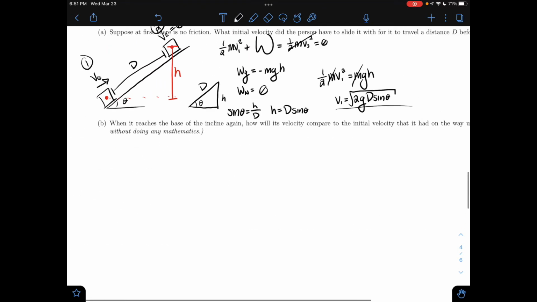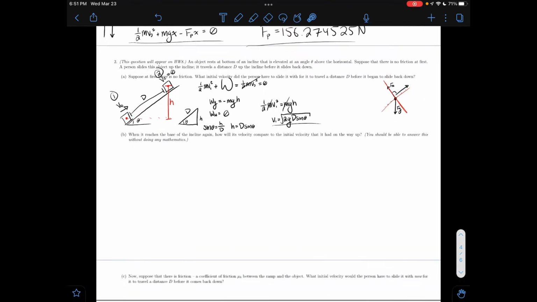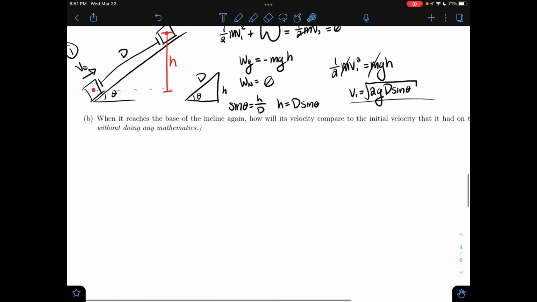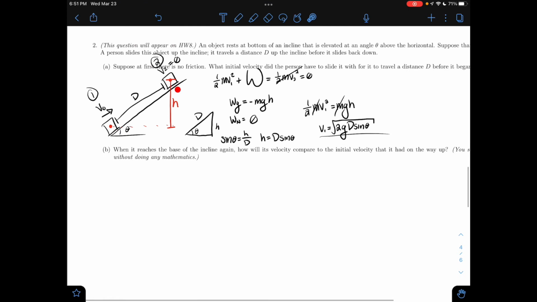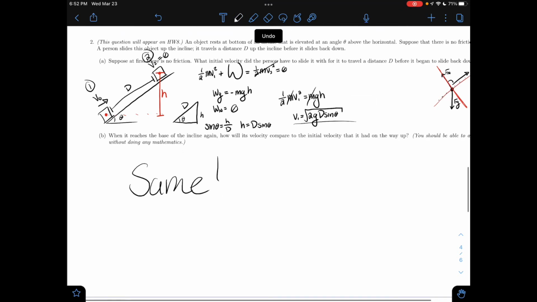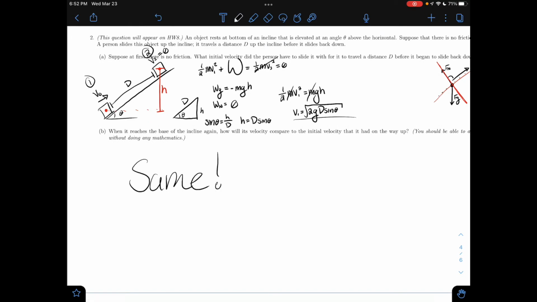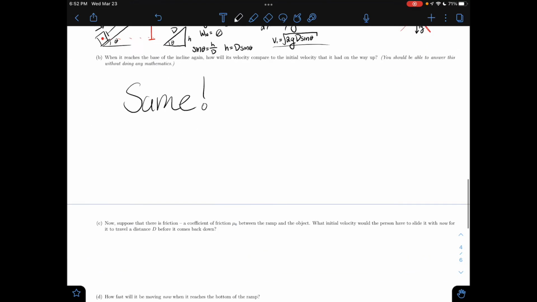Now, when it reaches the base of the incline again, how will the velocity compare to the initial velocity? Well, without doing any math, we say that as it goes up, gravity does some negative work on it and slows it down. But as it goes down, it's traveling the same h. So gravity is doing the same work that it just did, but in the opposite direction, so it's going to speed it up the same amount that it's slowing it down. So when it comes back down to the level, it's going to have the same velocity.